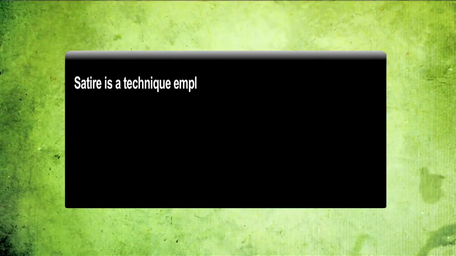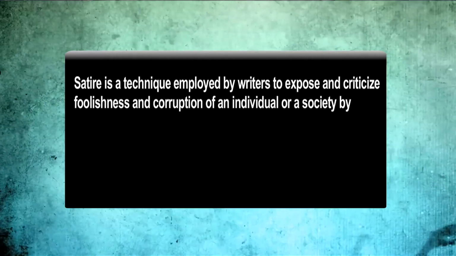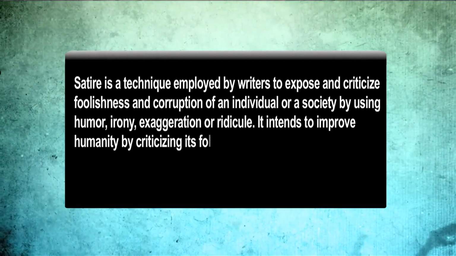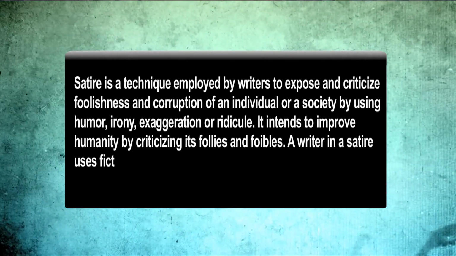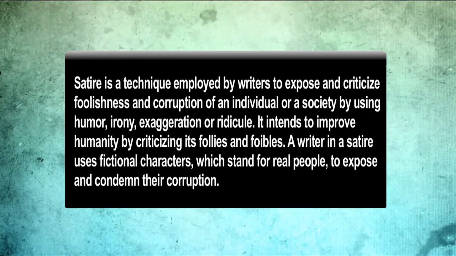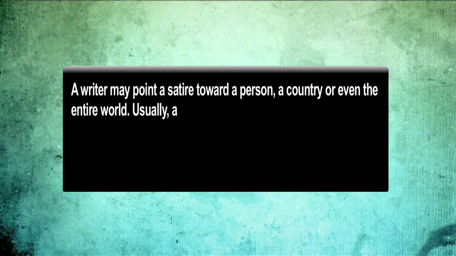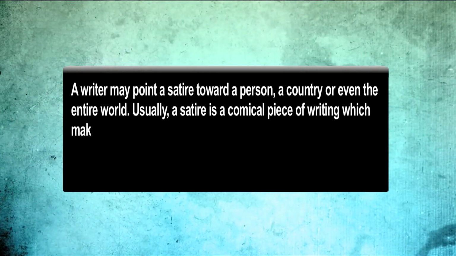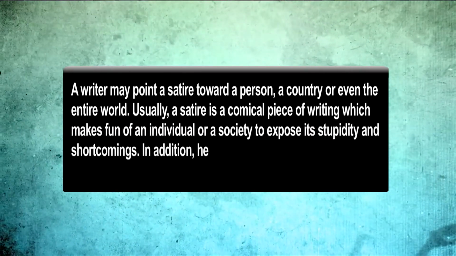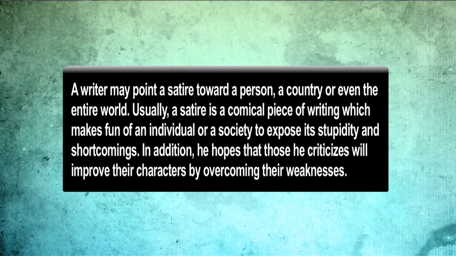Satire, learners, is a technique employed by writers to expose and criticize foolishness and corruption of an individual or a society by using humor, irony, exaggeration, or ridicule. It intends to improve humanity by criticizing its follies and foibles. A writer in a satire uses fictional characters which stand for real people to expose and condemn their corruption. A writer may point a satire toward a person, a country, or even the entire world. Usually, a satire is a comical piece of writing which makes fun of an individual or a society to expose its stupidity and shortcomings. In addition, he hopes that those he criticizes will improve their characters by overcoming their weakness.